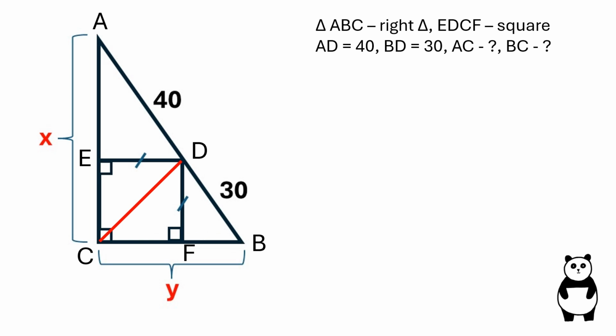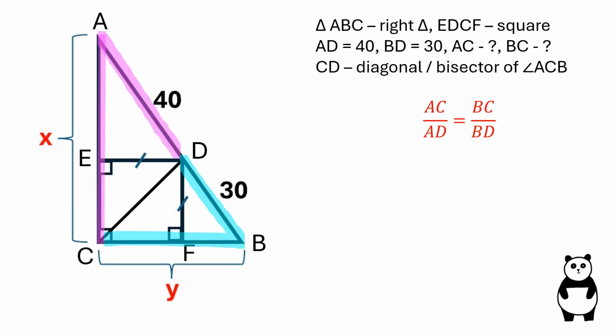Let's connect point C to point D. CD is a diagonal of a square, and therefore CD is the bisector of angle ACB. Now we can use the angle bisector theorem. The angle bisector of a triangle divides the opposite side into two segments that are proportional to the other two sides of the triangle. AC over AD is equal to BC over BD.